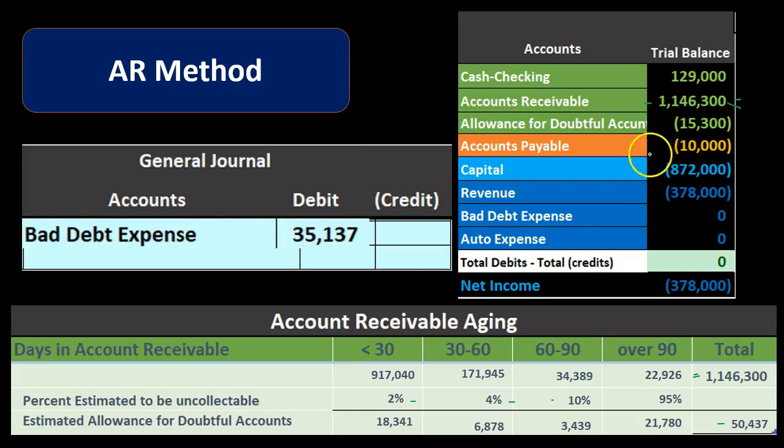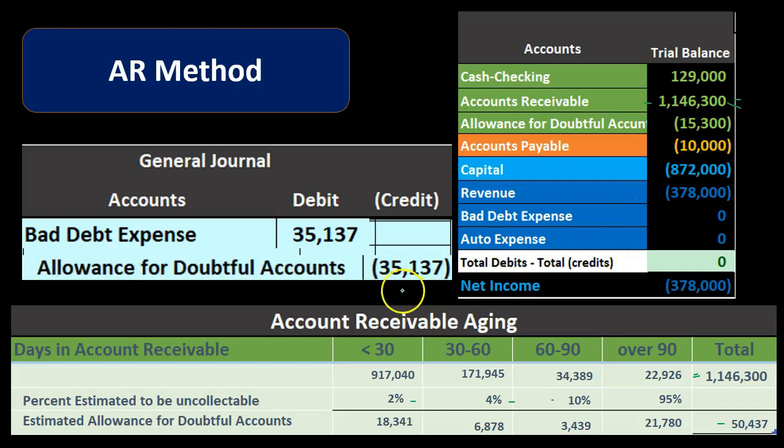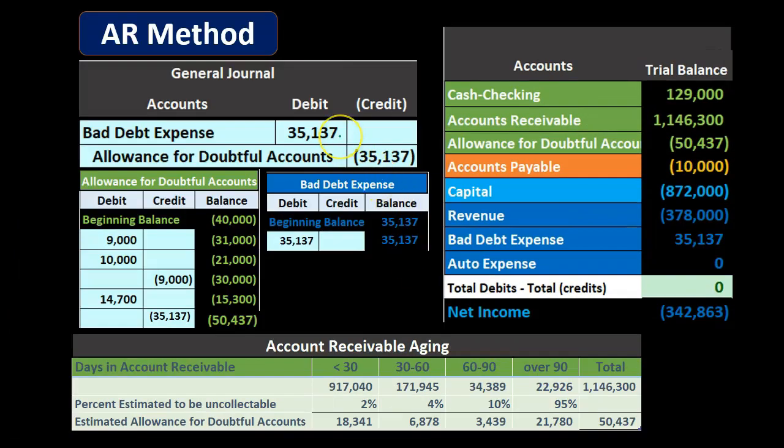So if we record the journal entry, then we're going to record the bad debt expense, a debit here, and we're going to record the credit of that 35,378 here. If we see that recorded out, then we see that the 35,378, and that amount is going to be on the allowance account, bringing the 15,300 up by the 35,178 to 50,437. That then on the trial balance, on the bad debt, we bring the balance up. It started at 0 here. It should have started at 0. Up by the 35,137 to the 35,137, that amount here.